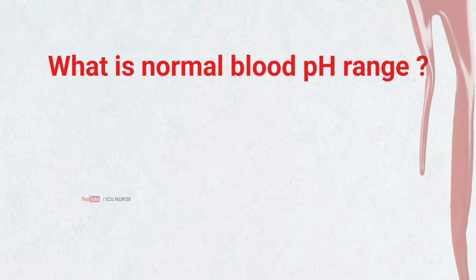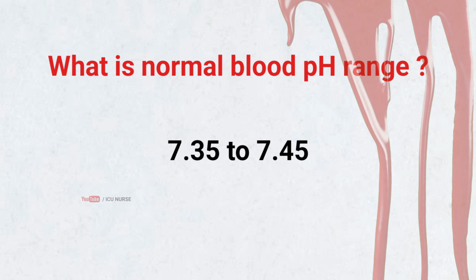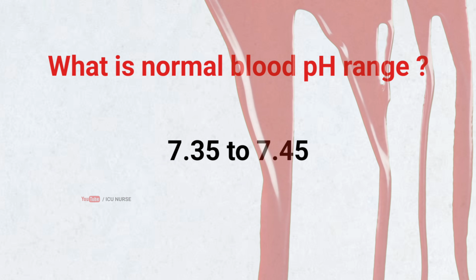What is normal blood pH range? 7.35 to 7.45.